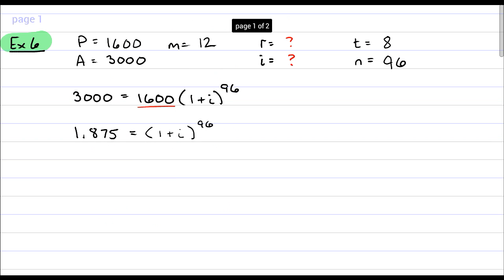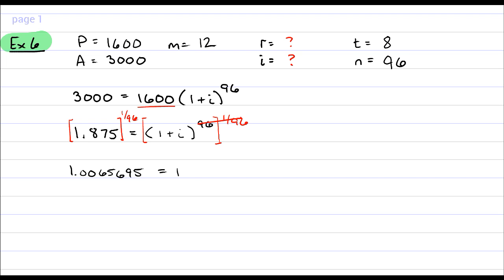So, comparing to this example up above, if I want to get rid of that exponent of 96, I need to raise the right-hand side to the 1 over 96th power. And then to keep the equation balanced, I need to do the same thing to the left-hand side. Okay, so on the right, the exponents cancel. On the left, I'm calculating 1.875 raised to the 1 over 96. And that's going to give me 1.0065695. And so on the right, I just have 1 plus I.